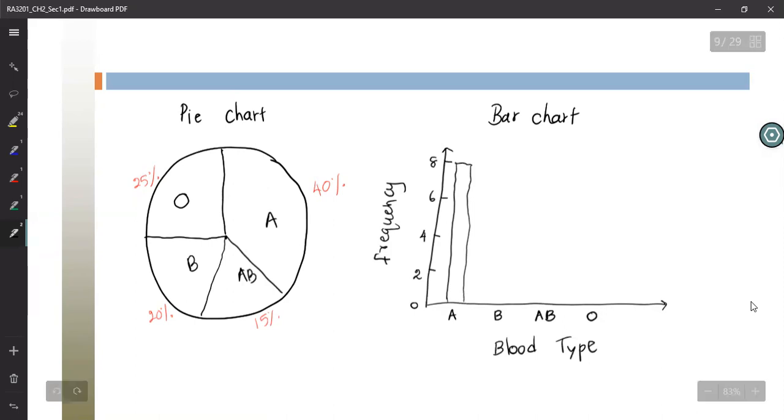In bar charts, you do not attach the bars. They should be separated, okay? If you attach the bars, that becomes another type of chart that we are going to learn next. The bar charts, the bars are clearly separated, okay? So B is 4.